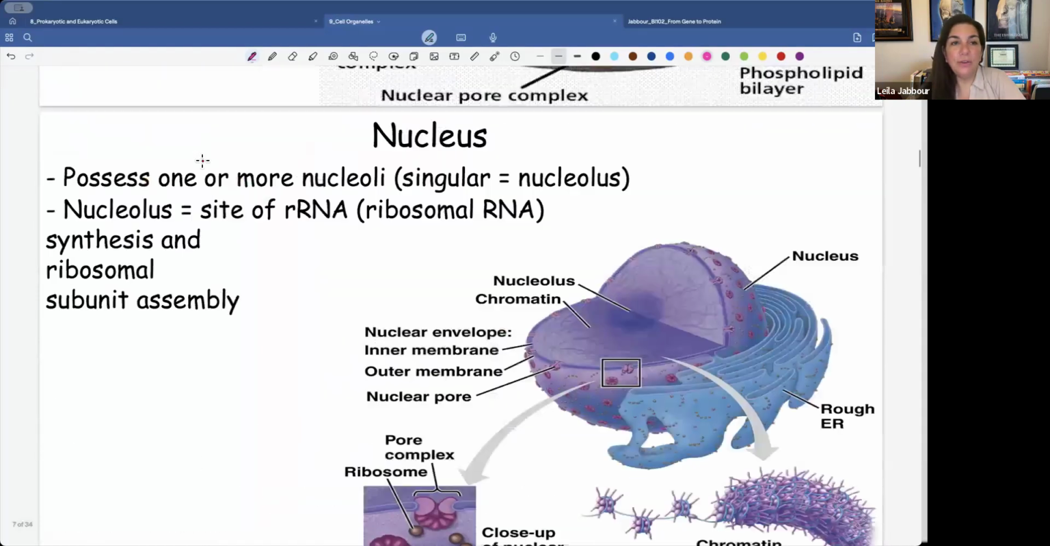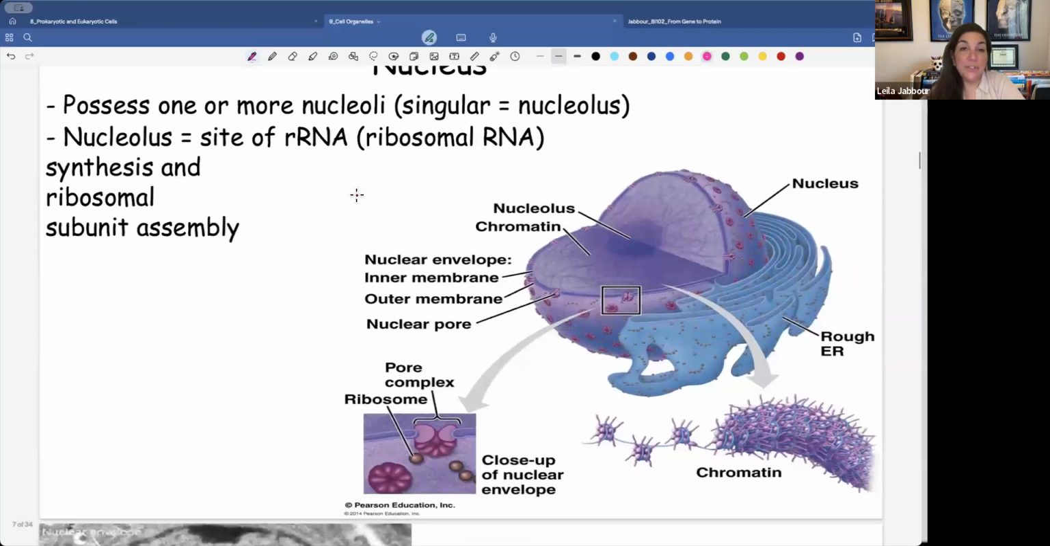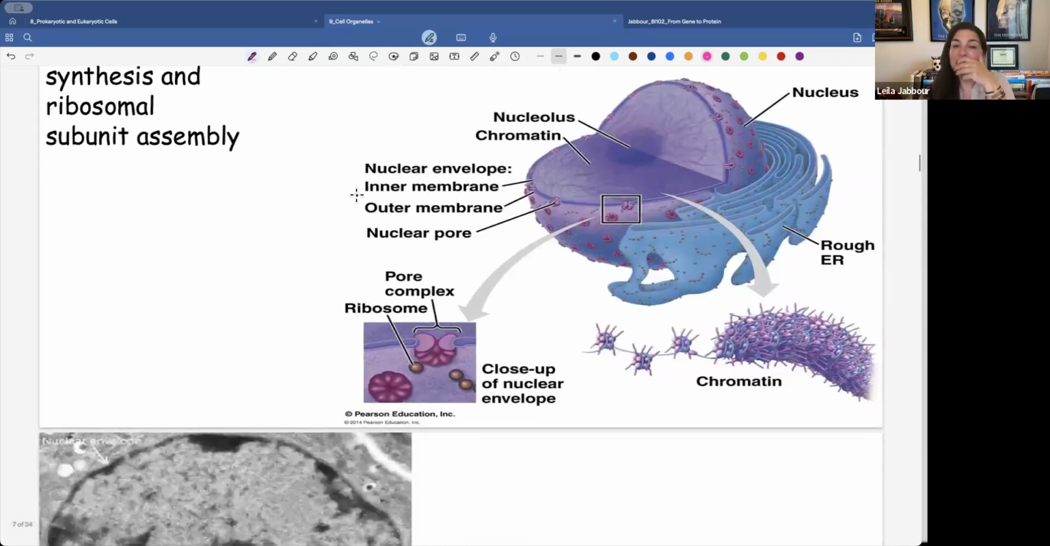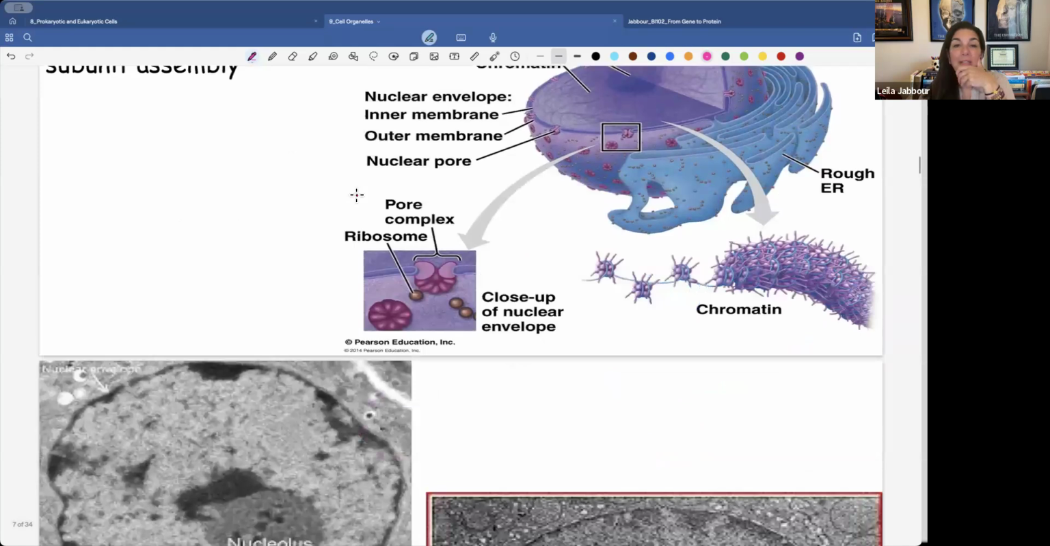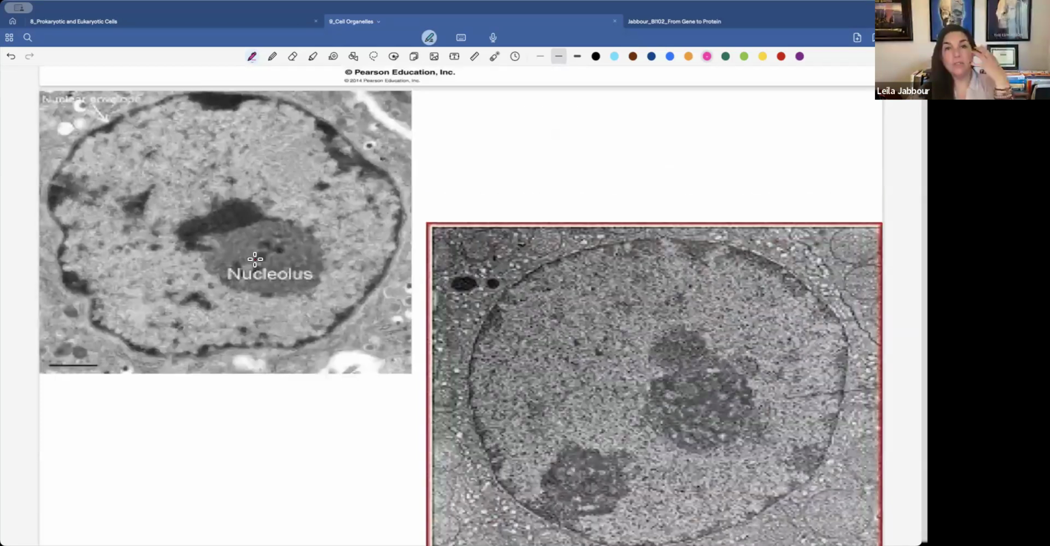So this is the site of one or more nucleoli, or nucleolus is the singular of nucleoli. The nucleolus is the site of ribosomal RNA, which I already discussed earlier. This is where the ribosomal subunits will be produced, with the small subunit and the large subunit coming together to form a ribosome. If we have an electron microscope, we would literally see that. We would see a region that's a bit darker than everything else.